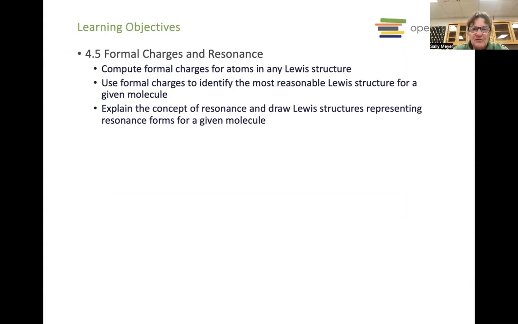So we're going to compute formal charges for atoms in our Lewis structures. We're going to use those formal charges to identify the most reasonable, which is the same thing as saying the molecule that's probably the most stable. And then we're going to explain the concept of resonance and draw Lewis structures representing resonance forms for a given molecule.